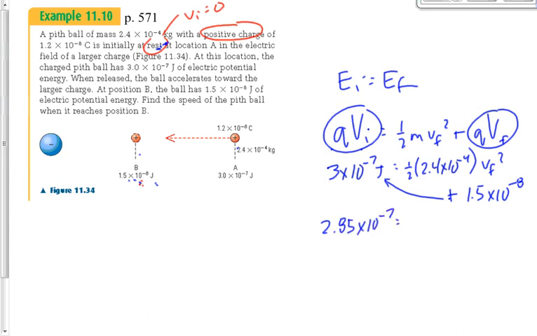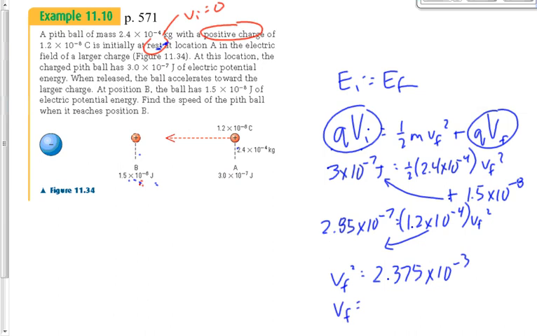Half times 2.4 is 1.2 times 10 to the minus 4. Let's take this over by dividing. 2.375 times 10 to the negative 3. Now we're going to square root that. And when I square root that, it works out to be what? .04. So we're going to say 4.9 times 10 to the minus 2 meters per second. Is that okay?